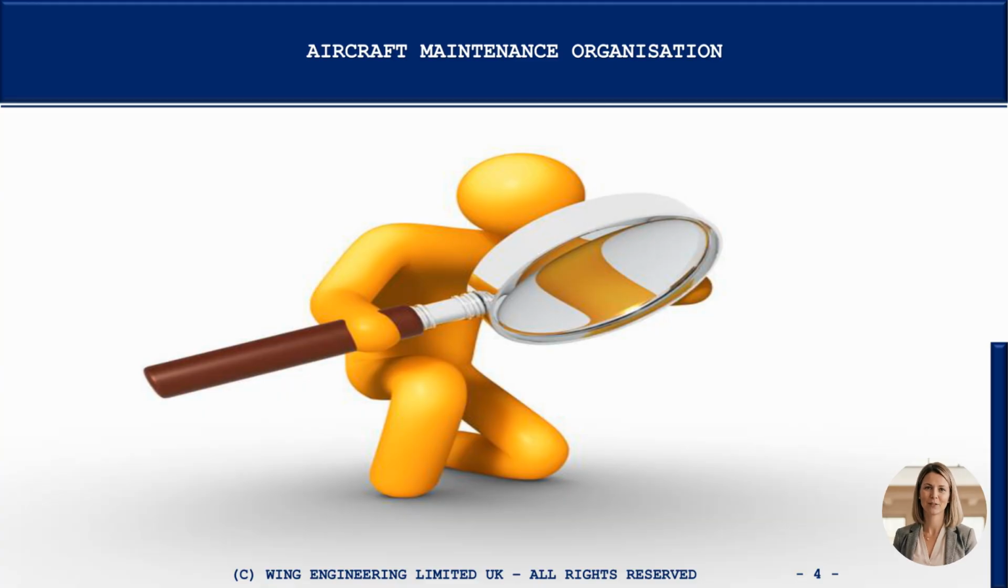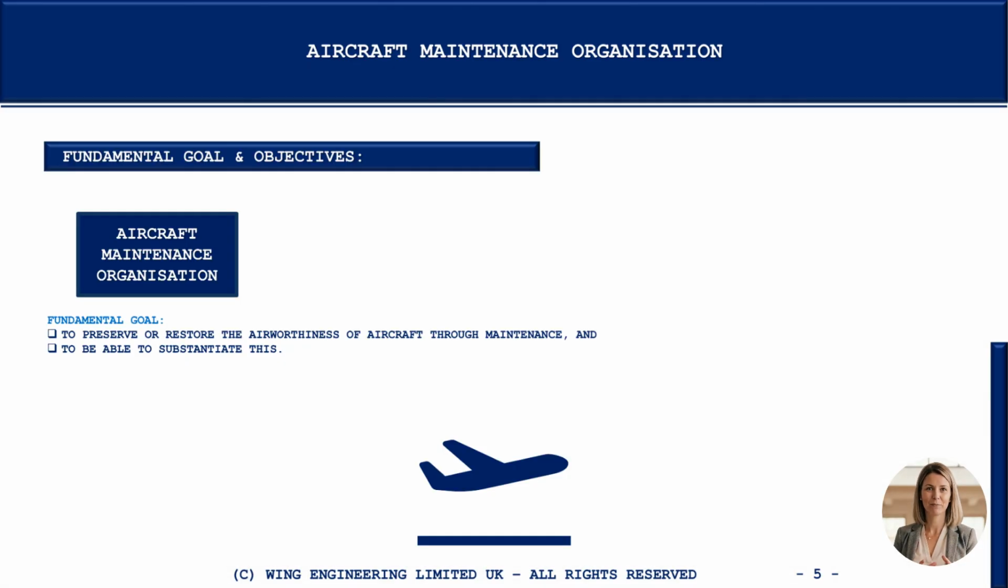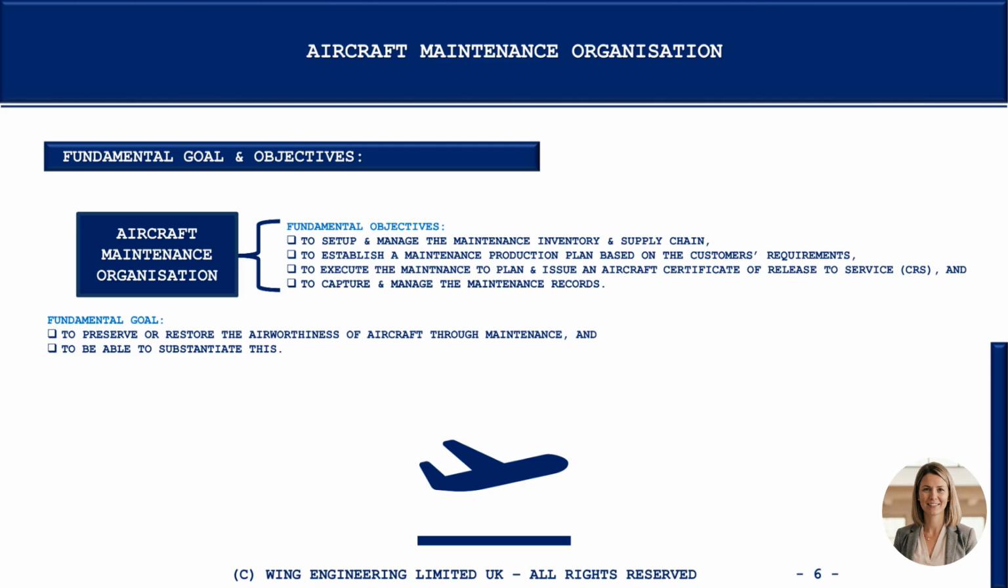From an airworthiness perspective, what is the fundamental goal and objectives of an aircraft maintenance organisation? As indicated in the first presentation of this series, the fundamental goal of an aircraft maintenance organisation is to preserve or restore the airworthiness of aircraft through maintenance, and to be able to substantiate this. In order to attain this goal, the organisation needs to achieve the following fundamental objectives.